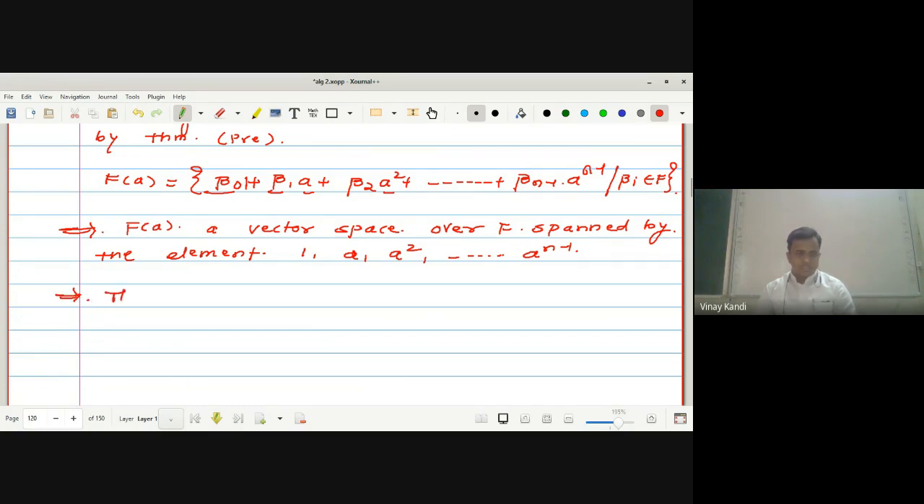Now, these elements are linearly independent. Why? Since gamma naught plus gamma 1 a plus gamma 2 a square plus up to so on gamma n minus 1 a raised to n minus 1 is equal to 0. Okay, suppose — the proof that these are linearly independent is below.